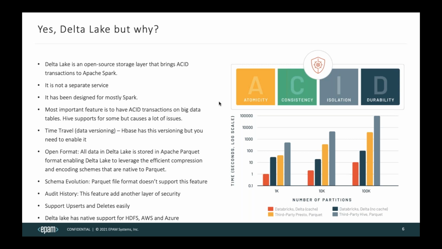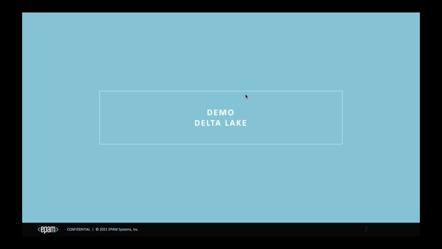And the most important thing is that right now Delta Lake is a lot faster, as you can see in this graph, a lot faster than the competitors. It's faster than if you use vanilla Hive or if you use Parquet. This is why we are offering Delta Lake for today. Okay, now it's time for a demo.